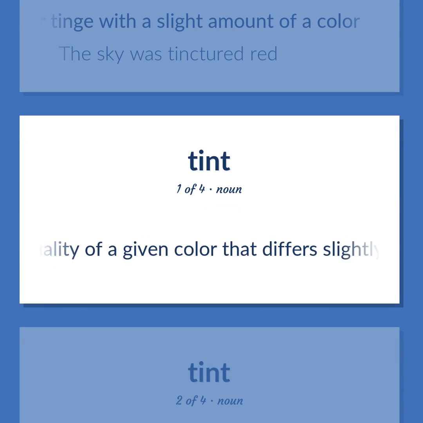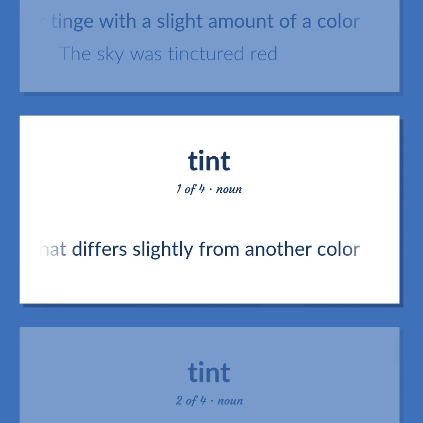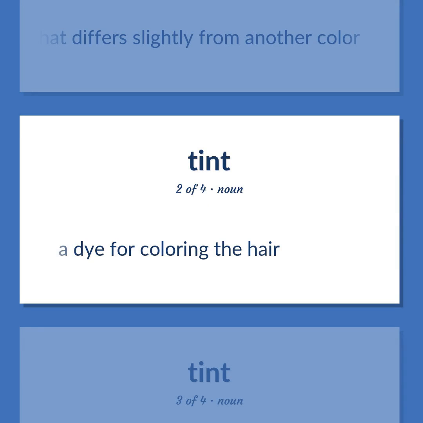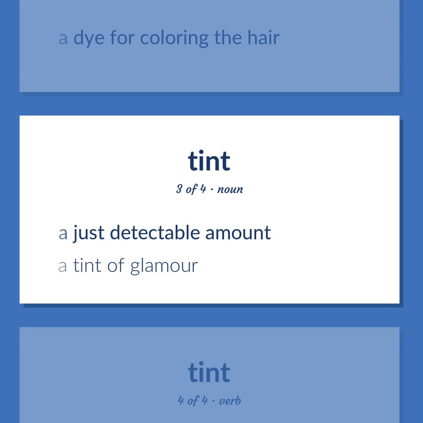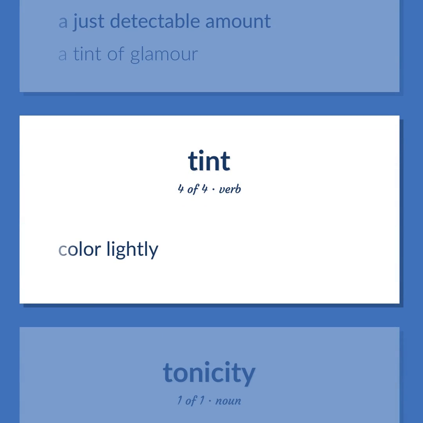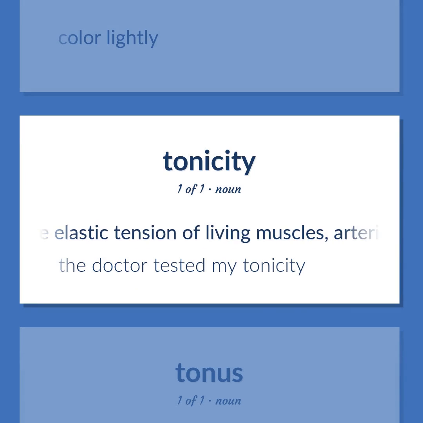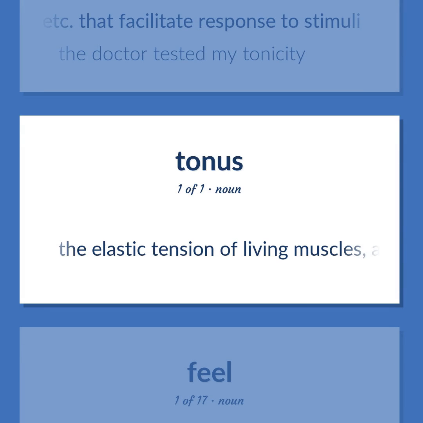A quality of a given color that differs slightly from another color. A dye for coloring the hair. A just detectable amount. A tint of glamour. Color lightly. The elastic tension of living muscles, arteries, etc. that facilitate response to stimuli. The doctor tested my tonicity. The elastic tension of living muscles, arteries, etc. that facilitate response to stimuli.